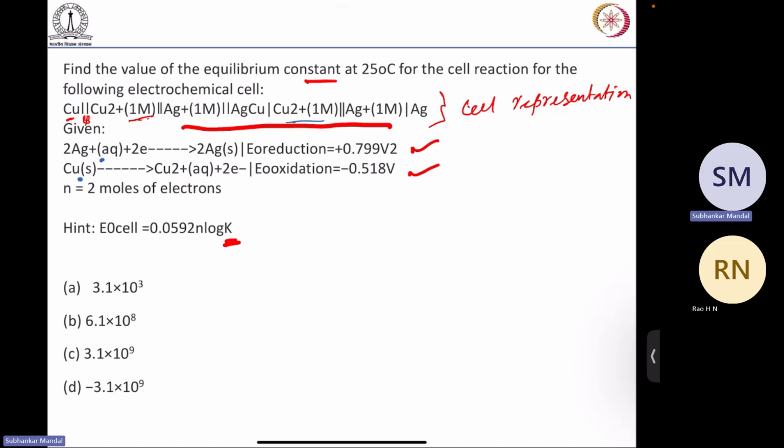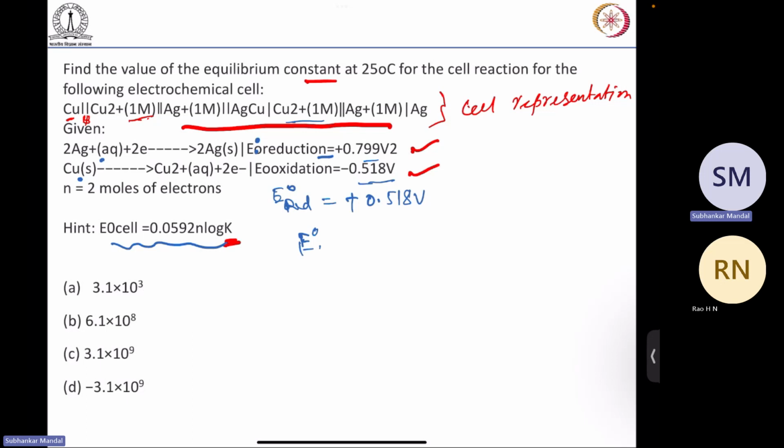So here I want to mention that E should always be in the reduction state. So E naught is given for reduction, and the oxidation value is given with a minus. So if you write this equation in the reduction process, then it will be positive 0.518 volt. Okay, so what is the cell E naught? We have to calculate E naught cell, because they have given the equation.